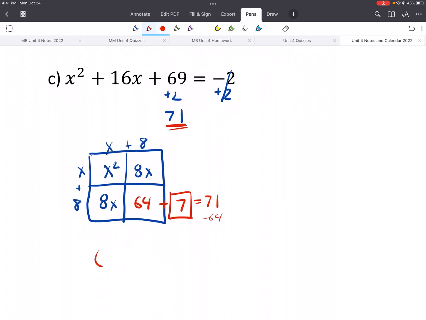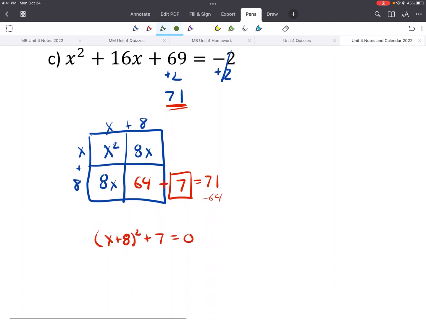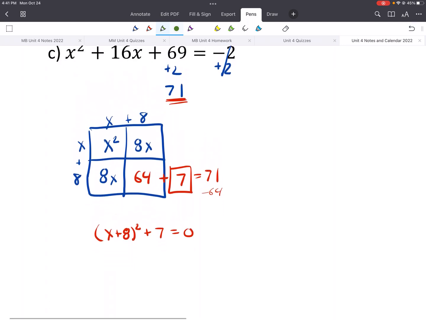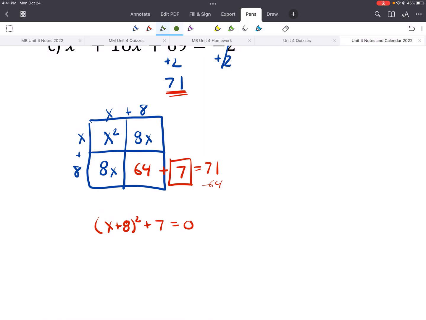So now I'll write down our equation: x plus 8 squared plus 7 is equal to 0. Again, if this would be a little daunting, or take extra work that you don't need or want, you could distribute this back and then add that constant to it, and you should get the exact same thing that you started with. We'll actually get into that in our next unit when we need to switch forms, but hang on for that, that'll be fun. Okay, so again, same sort of steps.